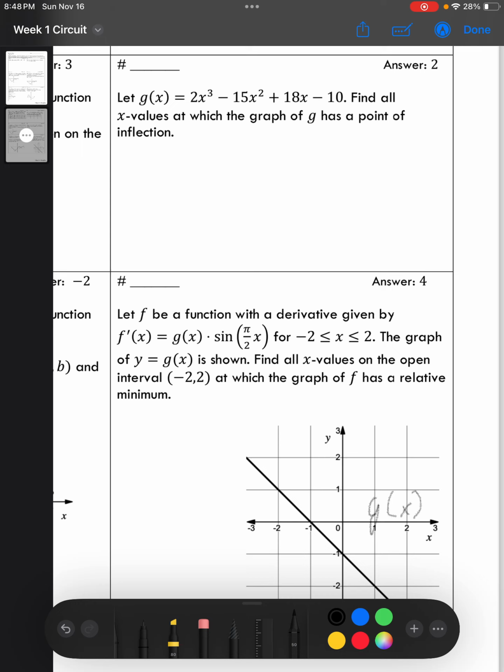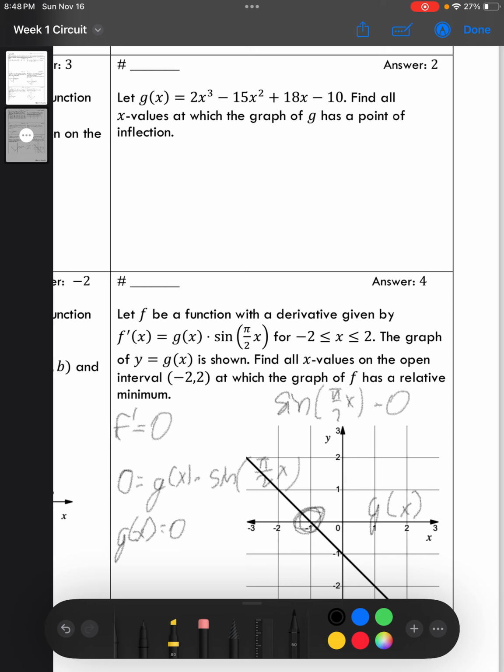Where f has a relative minimum means that f prime has to equal 0. So first, let's find the critical values. f prime is equal to 0, okay? So if we have this kind of equation here, with sine pi by 2x, right? You can have two possibilities. Either g of x is equal to 0, or sine pi by 2x is equal to 0. So g of x equals 0, we see that it's happening here. So x equals -1 is a possibility, okay?